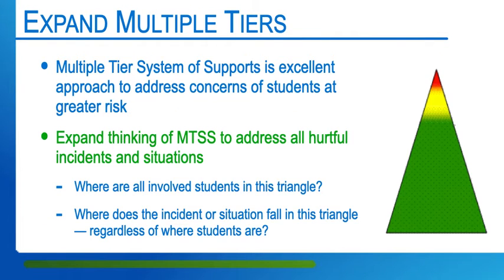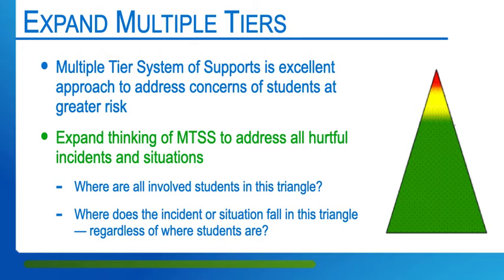The multiple tier system of supports is an excellent approach to address concerns of students who are at greater risk. We can expand the thinking of the multiple tier to address all hurtful incidents and situations. There are two questions to ask. Where are all involved students in this triangle? Are they generally in the green zone, or are they as students closer to the yellow or red zone?